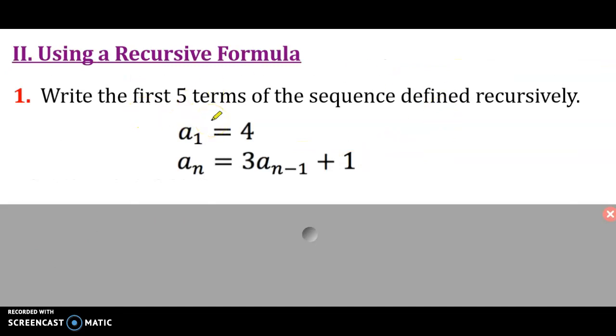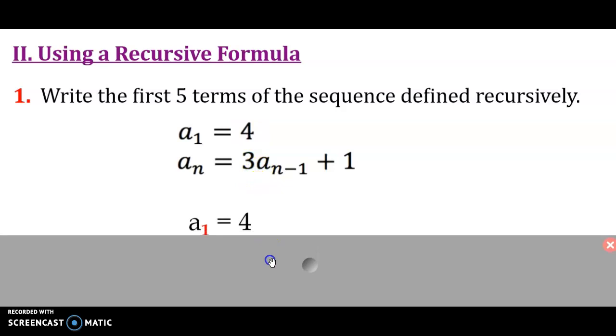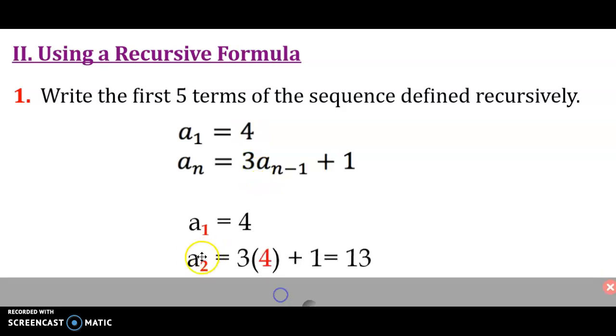You're asked now to write the first 5 terms of the sequence defined recursively. I'm told that my first term is just going to be a sub 1 is 4. And then it says to find the nth term, you take 3 times the previous term plus 1. Well, what is the previous term if we're looking at the second term? Well, that means go to the first term. So all I really need to do is say to find the second term, I'm going to plug my first term into my formula here for n minus 1, and I just do the calculation.